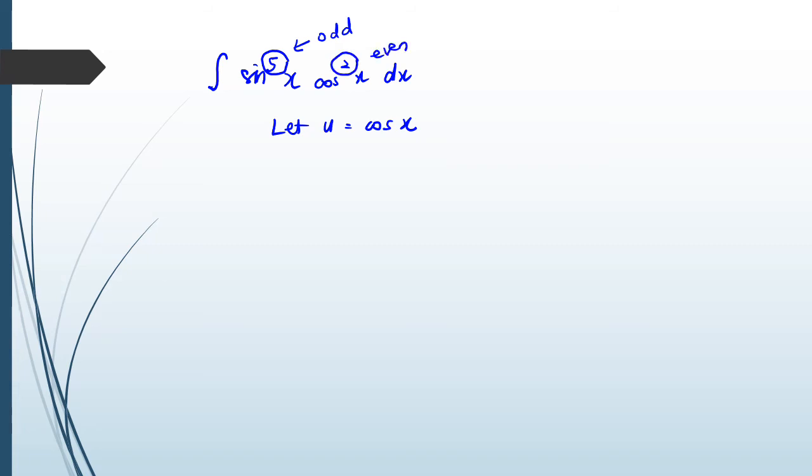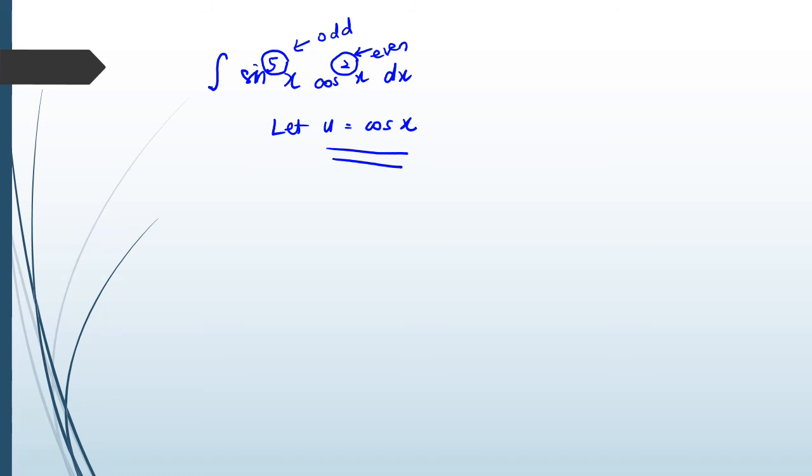So what do you realize in the previous slide? It is integration of sine to the power of 5x cos square x with respect to x, and we have let u be equivalent to cos x. Why did I do that? I see two powers, one being odd and another being even. I have taken the substitution with the power that is even.